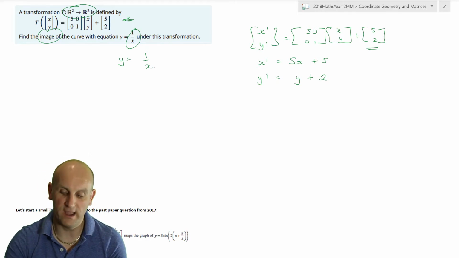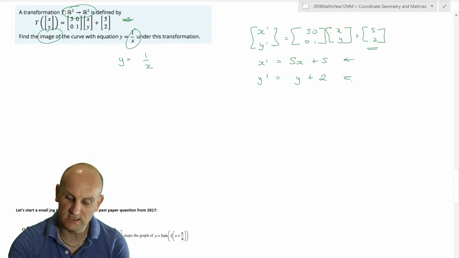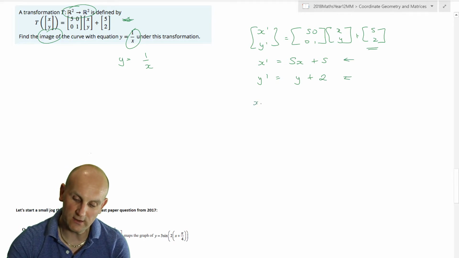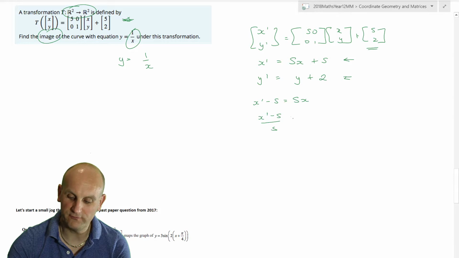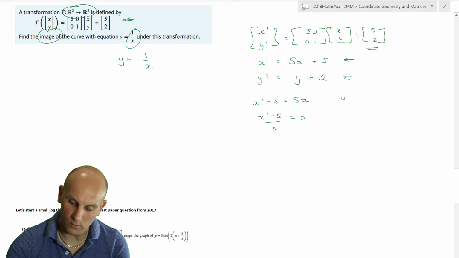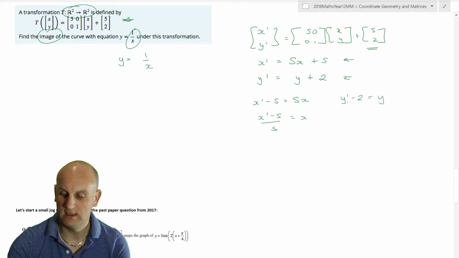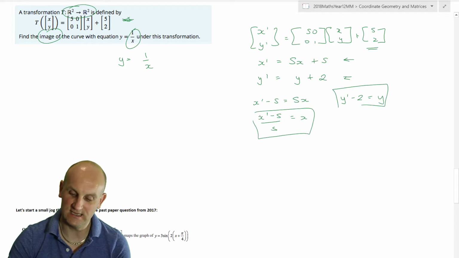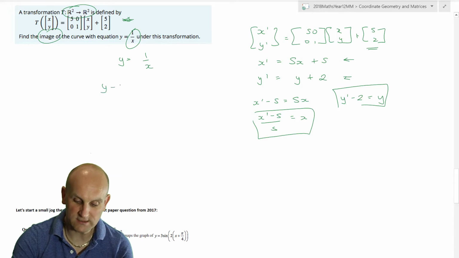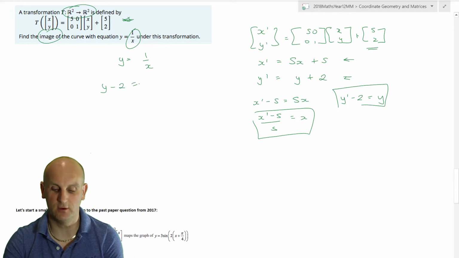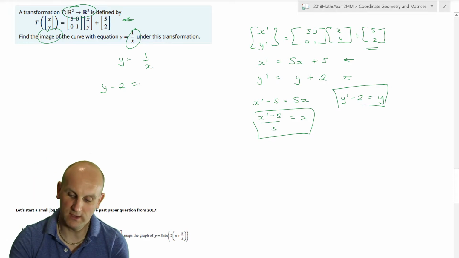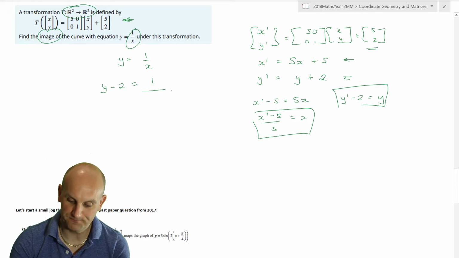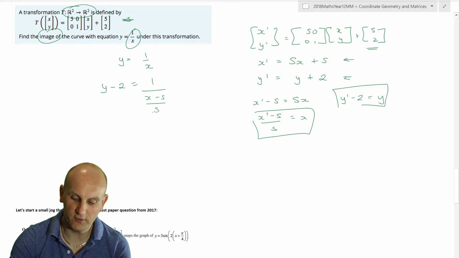I've got to replace my y and x, and the way I'm going to do that is rearrange these two equations here. So I now know that x dashed minus 5 is 5x, so x dashed minus 5 on 5 is equal to x, and I know that y dashed minus 2 is equal to y. Those are my two equations, which I'm now going to substitute back into here. So y can become y dashed minus 2. I don't need the dashed anymore because I've got my equation. That's what I'm building up. And this is going to become 1 over x minus 5 on 5.